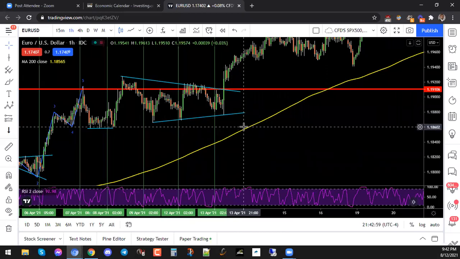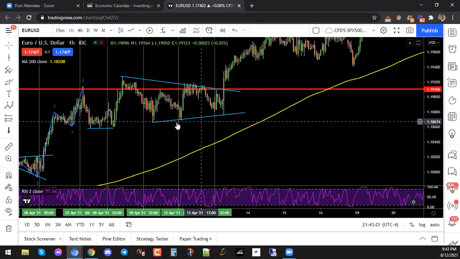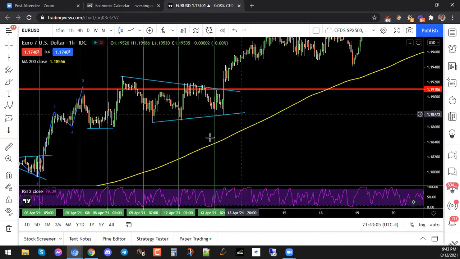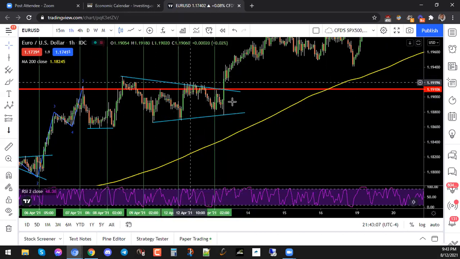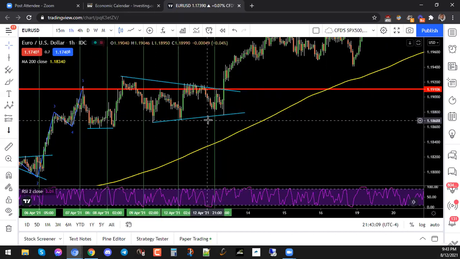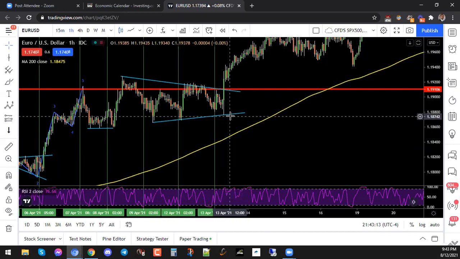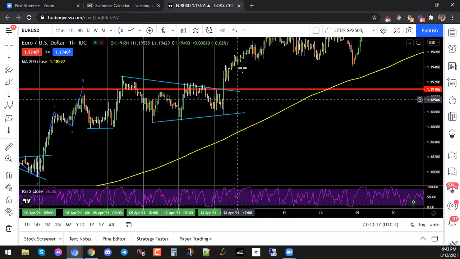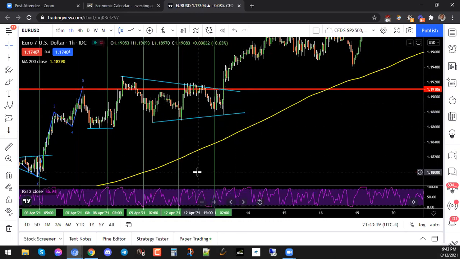And if you were able to identify this pattern earlier, you would have been able to see that this is potentially a wedge formation, and you would have been able to catch this one to the upside once it hit the trend line. Once the price came down and hits the trend line, that's where you'd want to buy it and catch the move to the upside. All right.